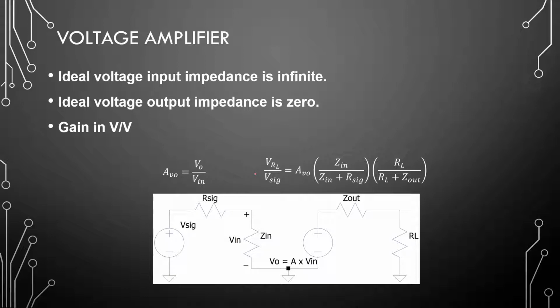Right, then the old voltage amplifier, gain in volts per volt. If Zin is infinite, everything will sit here. And if Z out is 0, everything will sit across the load right there. Okay, so plain voltage division equations.